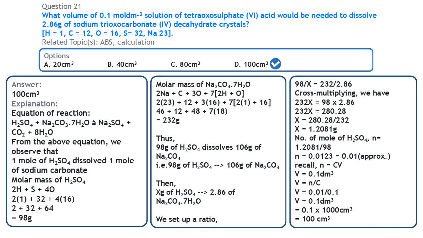To get our X here, we divide both sides by 232. When we divide both sides by 232, we'll get X to be 1.2081 gram. So this is the mass of the tetraoxosulfate acid here. Now to get the number of moles of the acid, that will be equal to the reacted mass over the molar mass of this acid, which we calculated there as 98. So we have this divided by 98, and that will be 0.01 approximately.